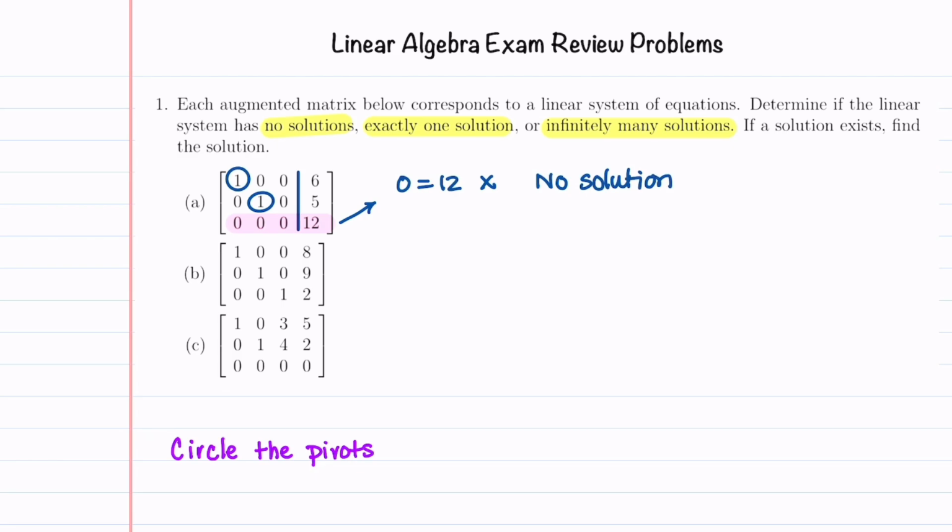Let's now look at matrix B. Again, we're going to circle our pivots, and then we'll draw a line to separate the left-hand side from the right-hand side. In this matrix, we have three pivots. So this tells us that x1 is equal to 8, x2 is equal to 9, and then our x3 is equal to 2. We could have easily written this as x, y, and z. This matrix is an example of one where we have one solution.